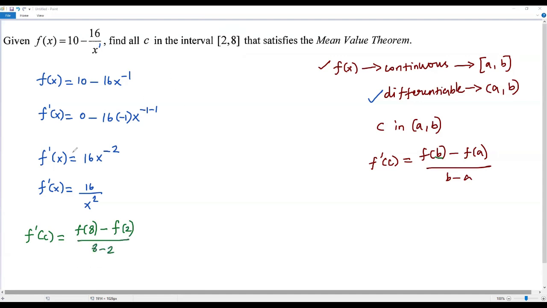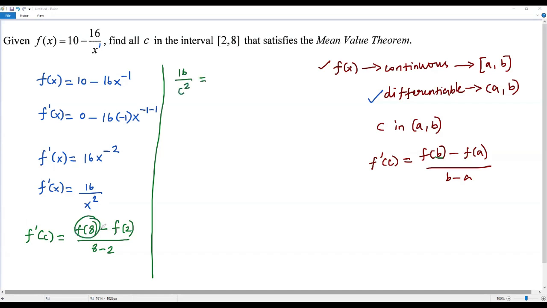Now for f prime of c, we already know the result for f prime of x, that is 16 over x square. So to get f prime of c, in the same result, I have to replace x by c. So for f prime of c, I can write the same result, and instead of x, I just write c. So we get 16 over c square equals to.